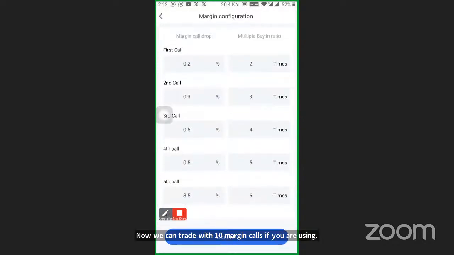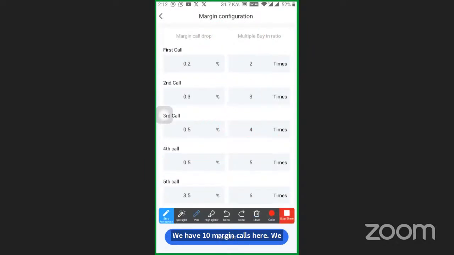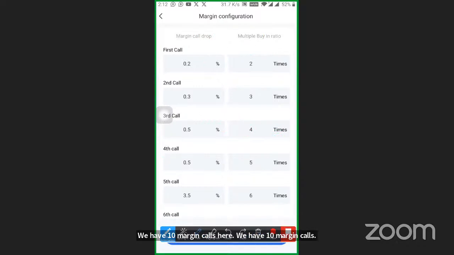The plus one strategy is like this one. We have 10 margin calls here. So when you have 10 margin calls, you can change your margin call drop also, because we can cover a large portion of the market with 10 margin calls.